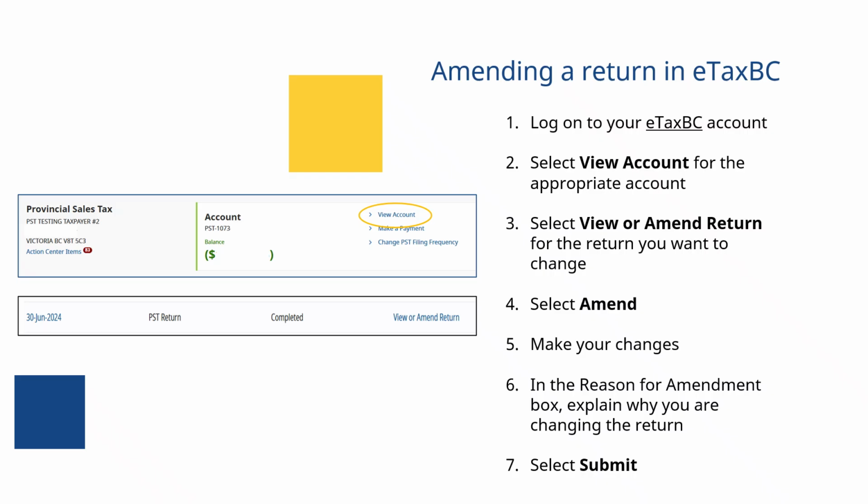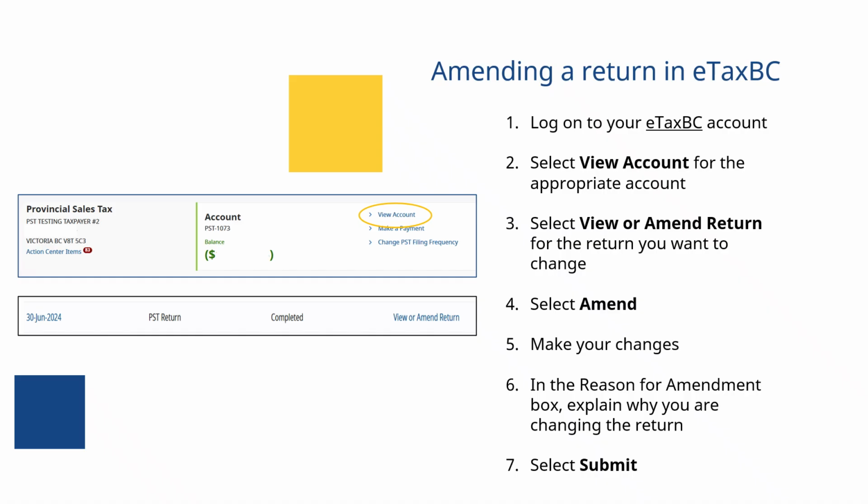If you file your PST using a paper return, you'll have to download a blank return worksheet, which is a form BIN 400, and fill it out with your updated information. Before sending that in, make sure to check the amended box on the remittance form and then send the completed remittance form back to us.